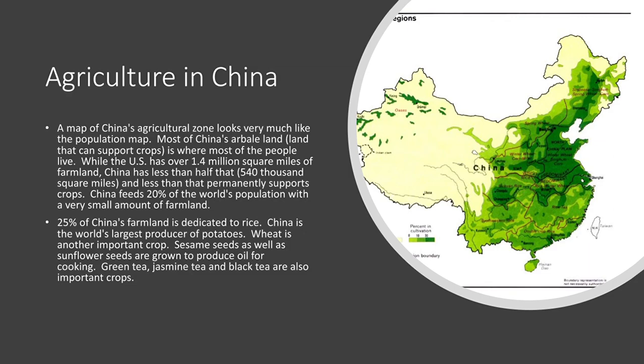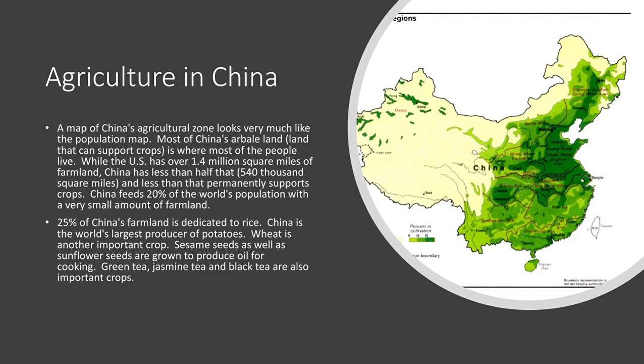There are many others, sesame seeds, sunflower seeds. They grow those to produce oil for cooking, sunflower oil, sesame oil. And they also grow tea, which is very popular in China. If you've ever been to a Chinese restaurant, you know you can always get a pot of tea. Among the most popular is jasmine tea. That's very popular in China, but they also grow green tea and regular black tea like Lipton or Red Rose and other such things. And they also grow other crops like cotton and other things for fibers and so forth.